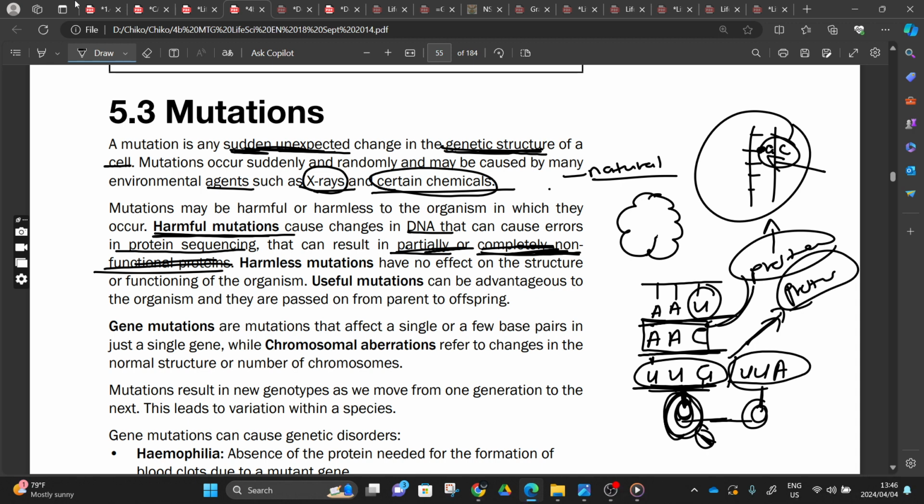Because of the amino acid, they had maybe something like guanine or threonine, whatever those names are. 20 amino acids, right? We have 20 amino acids.